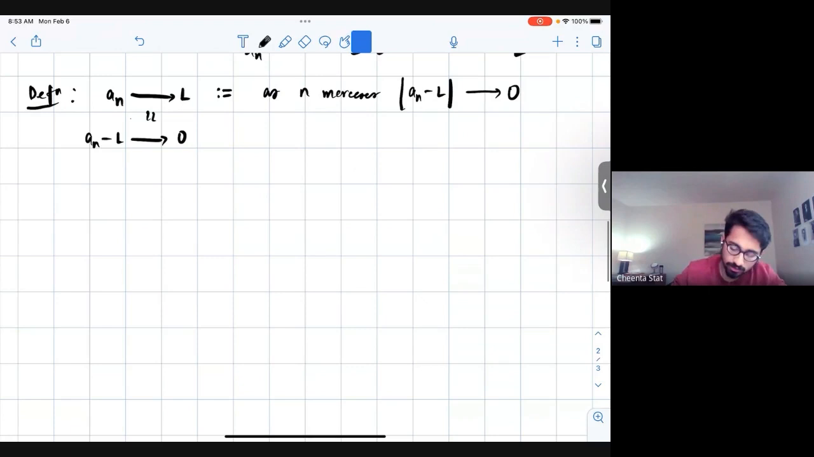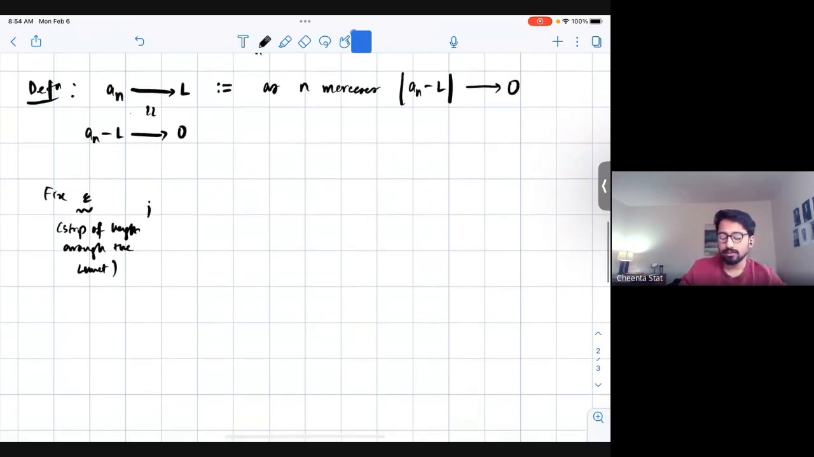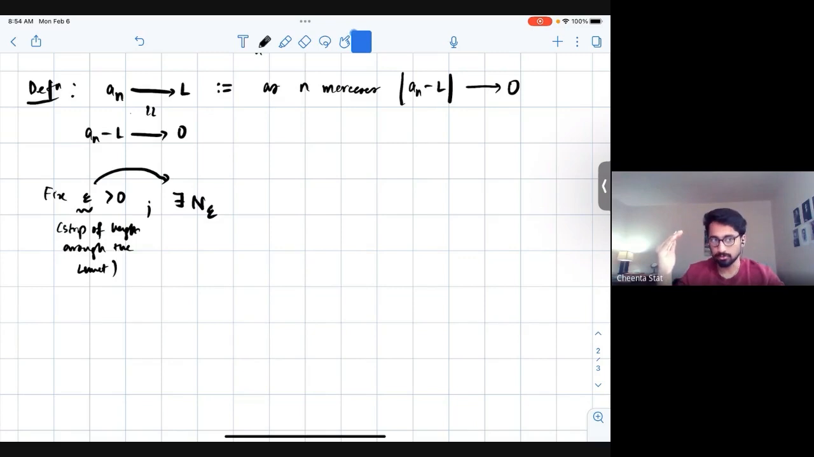So what they did is the following. They did that for all epsilon. So sorry, it's like they fix an epsilon. The epsilon is nothing but a strip of length around the limit. The fixed epsilon, and what they did is that they told that for this epsilon, there exists an n epsilon, like a certain natural number.